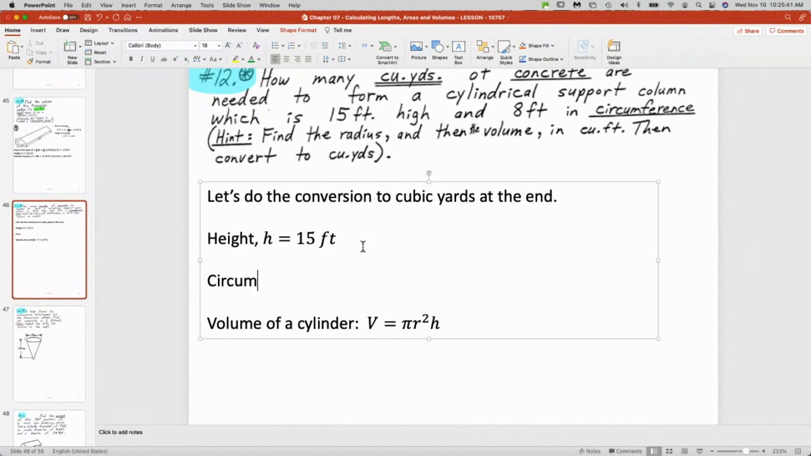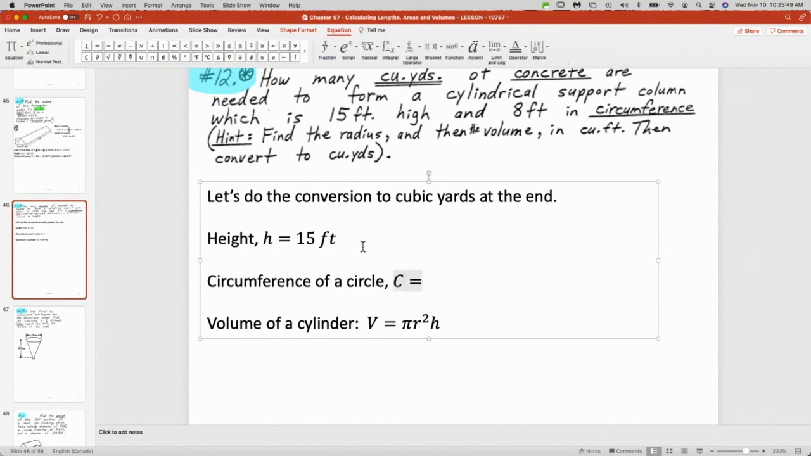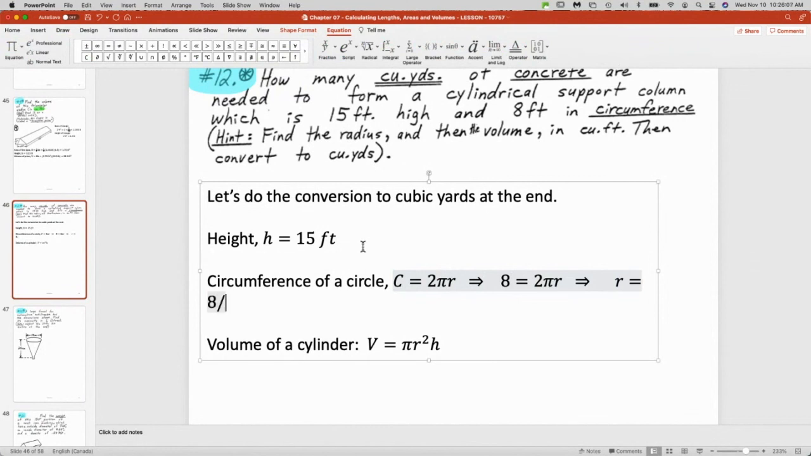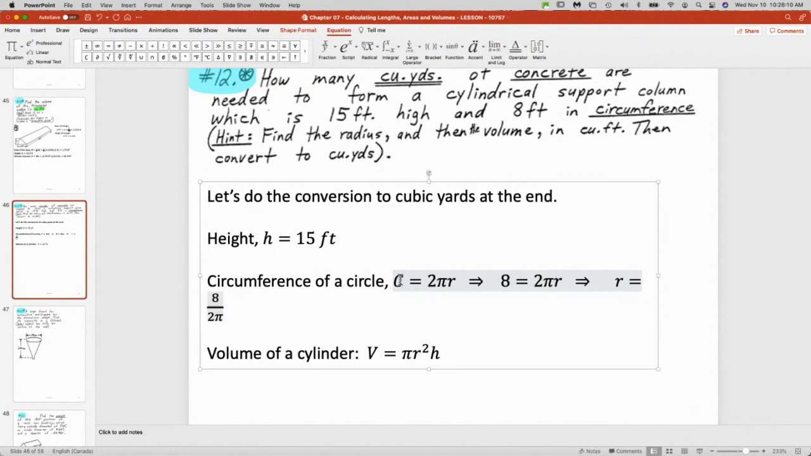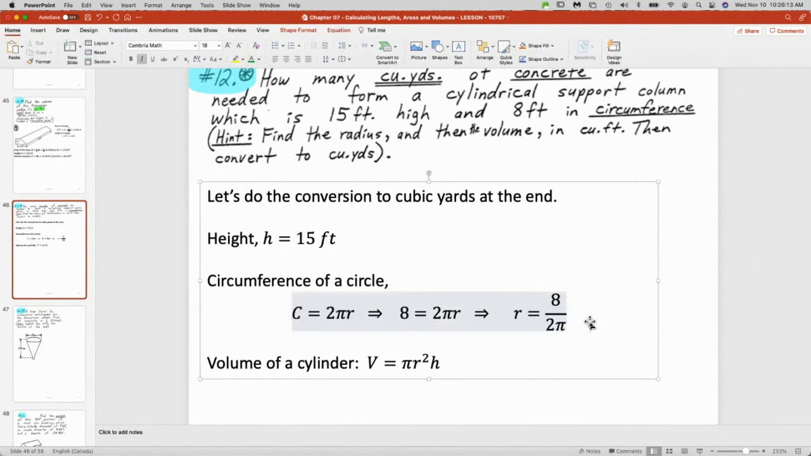So we know that their circumference, from last week, is 2 pi r. So we know that we have 8 equals 2 pi r. We know that r equals 8 over 2 pi. And you can turn that into a decimal as necessary. So 8 divided by 2 divided by pi is 1.2732.